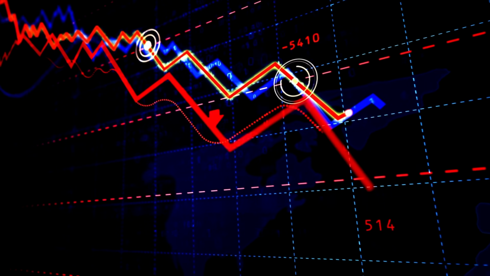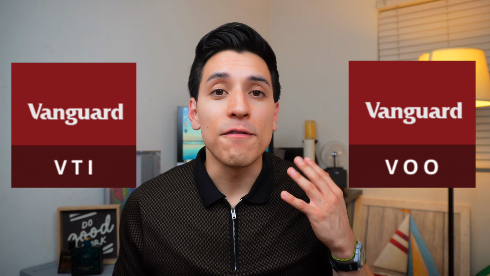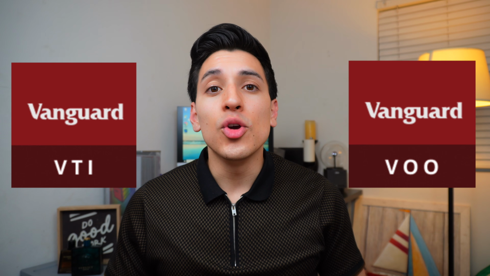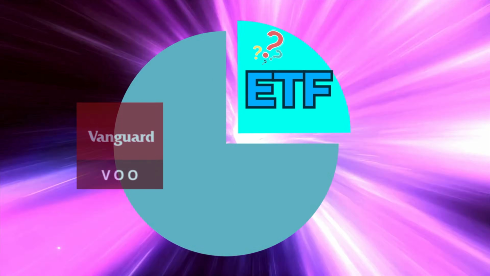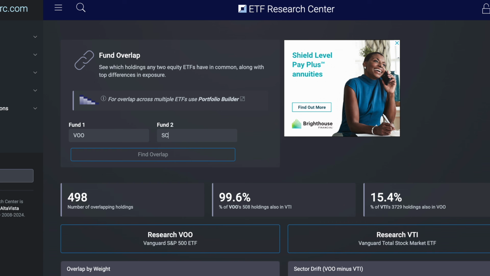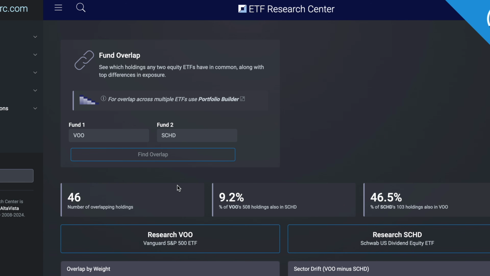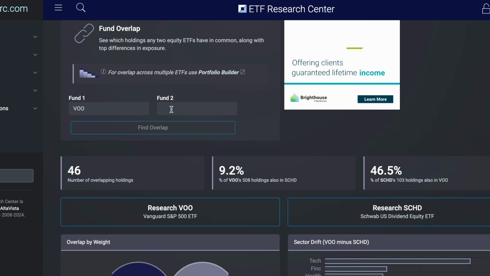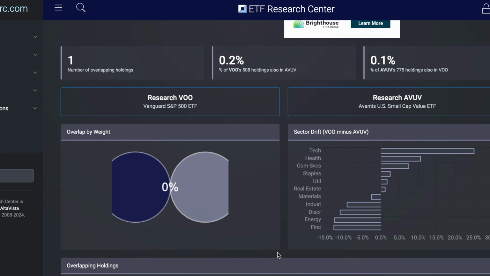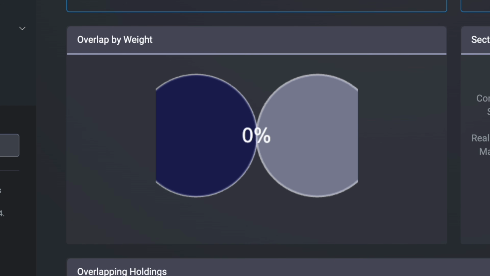Now, to clear the waters, no, you are not going to get worse returns if you own both VOO and VTI, but you could be more diversified if you use that money elsewhere and chose to invest in another ETF, like comparing VOO and SCHD, which has a fund overlap of the two of just 8%, or even better, a small cap ETF like AVUV with 0% fund overlap.